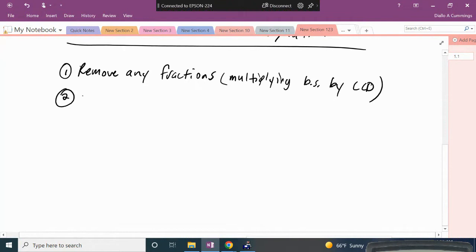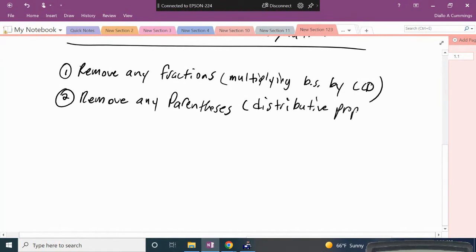The second thing you want to do is remove any parentheses, and you remove parentheses by using the distributive property. All right, the third thing you want to do is combine like terms on both sides.